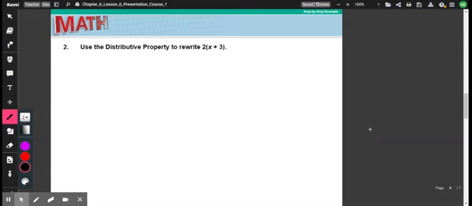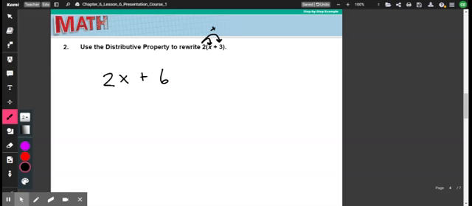So we have used the distributive property to rewrite 2 parentheses x plus 3. So what we're going to do now is distribute everything. We are going to take 2 and distribute it to the x. So we're going to multiply it by the x, and then we're also going to give it to the 3. So 2 times x is 2x, plus 2 times 3 is going to be 6.